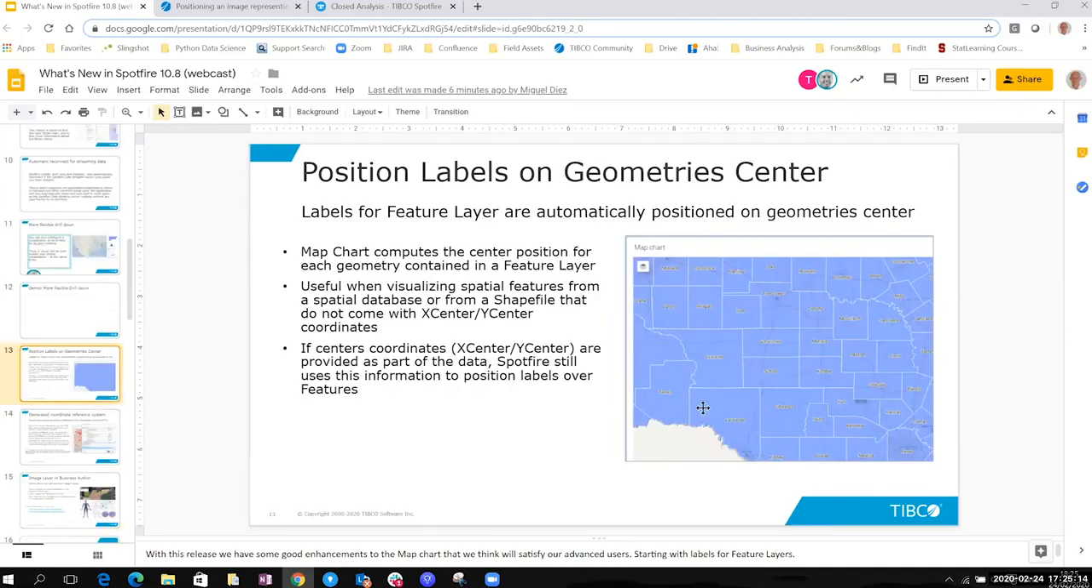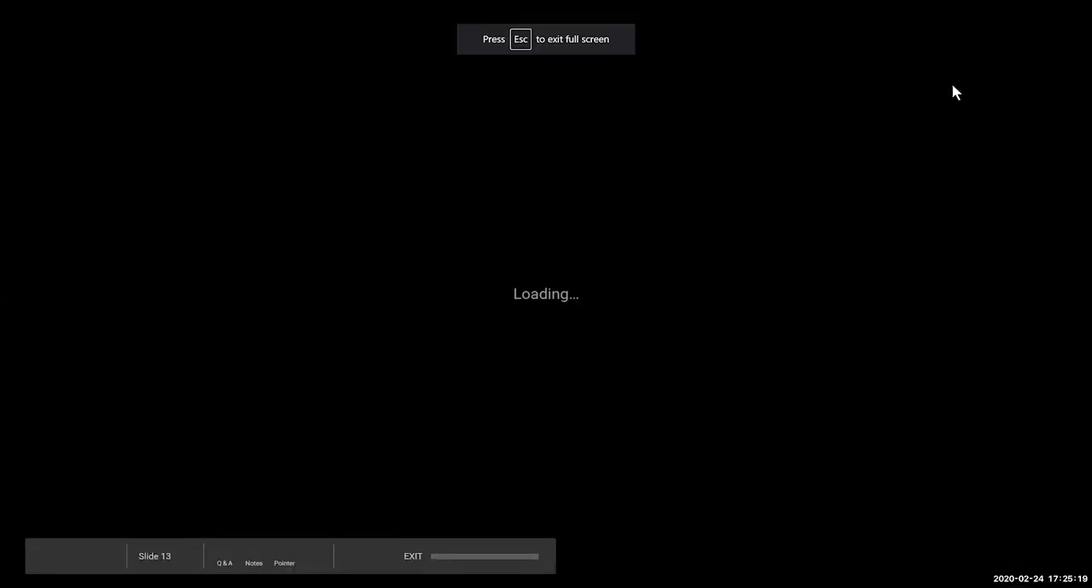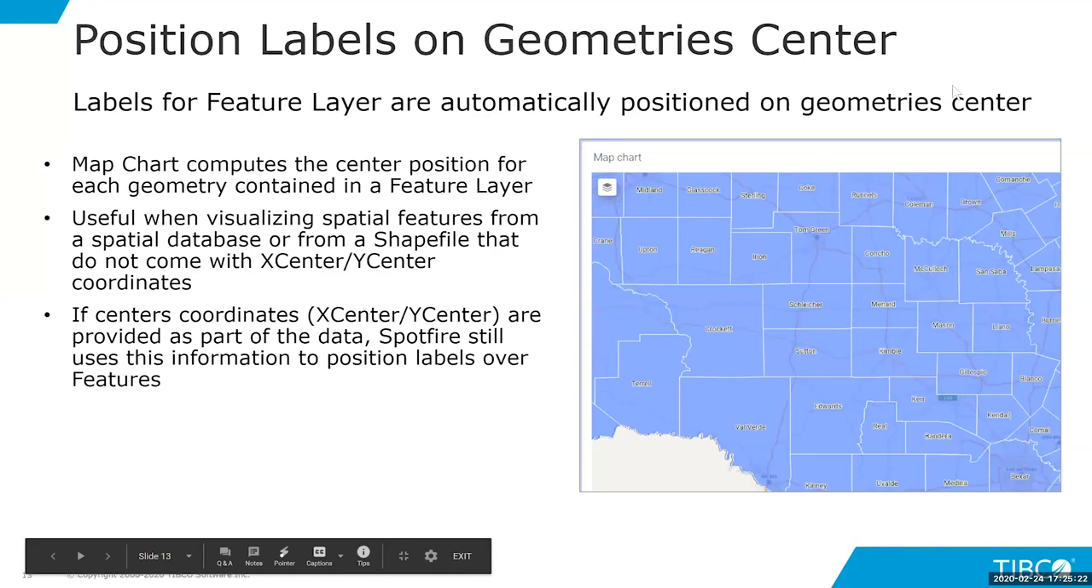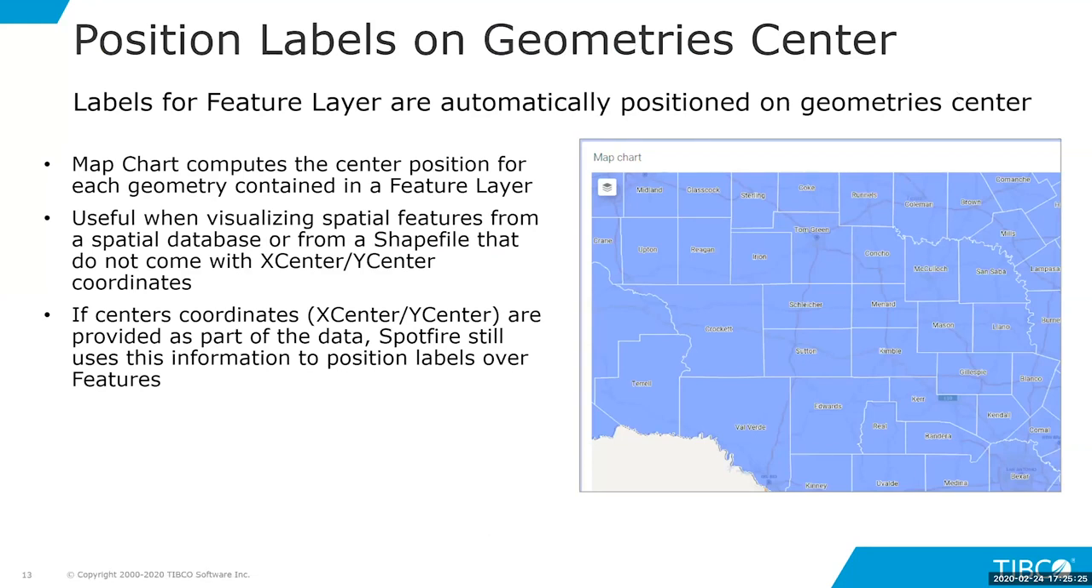Then moving on to the geoanalytics features. We have now implemented the ability in Spotfire to automatically position feature labels on the geometry's center, even if the shapefile actually misses the X center or Y center coordinates.